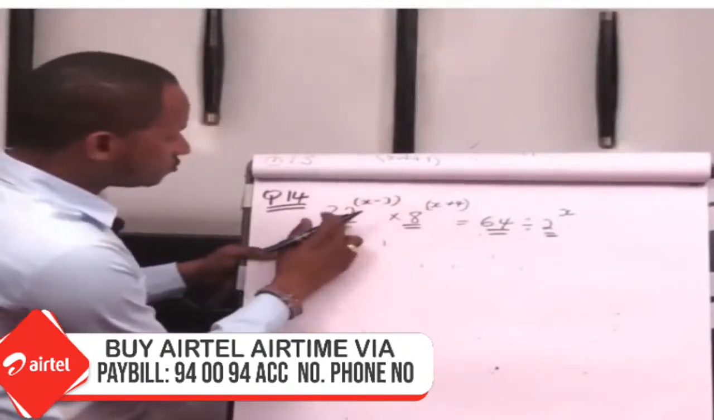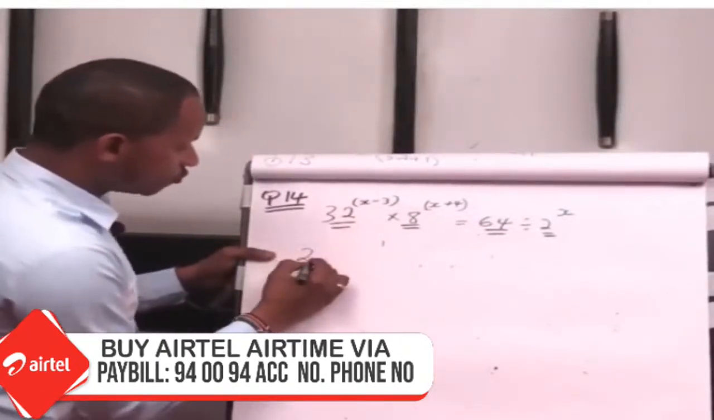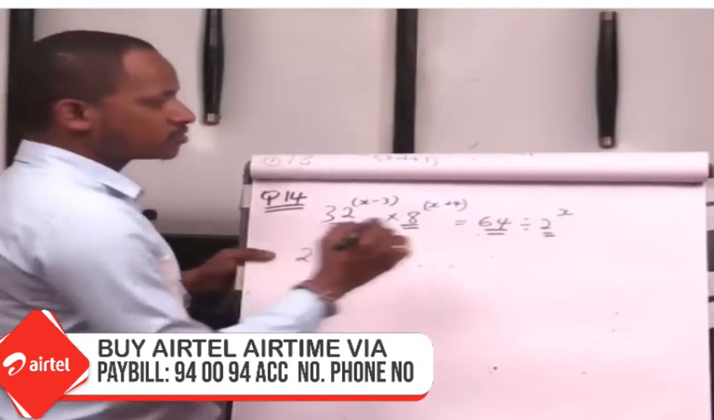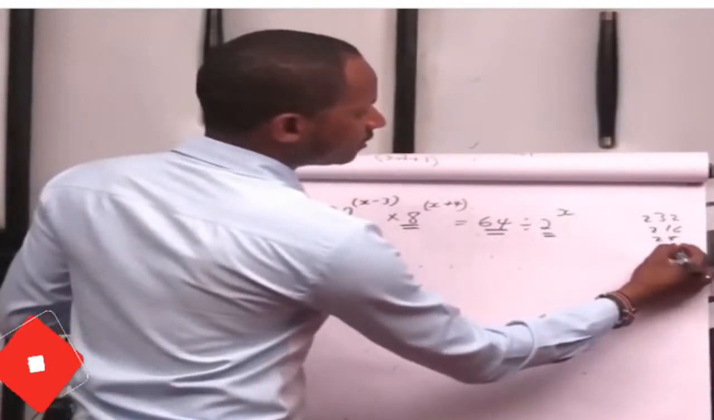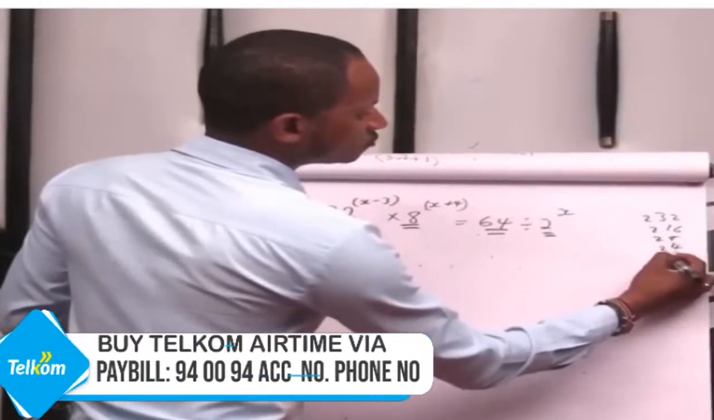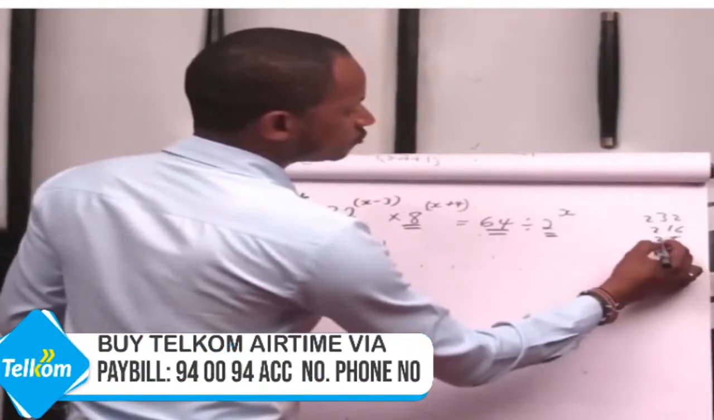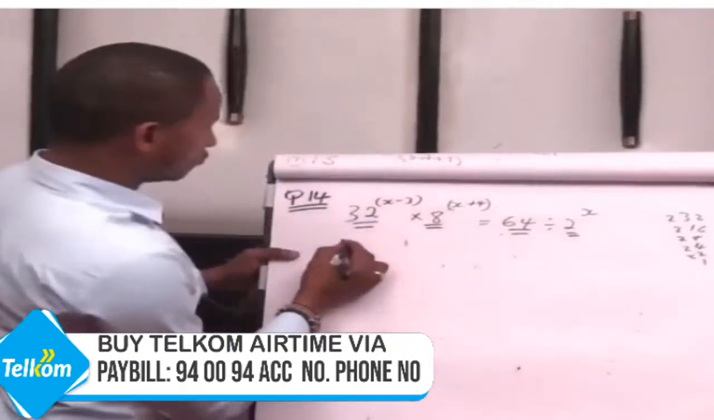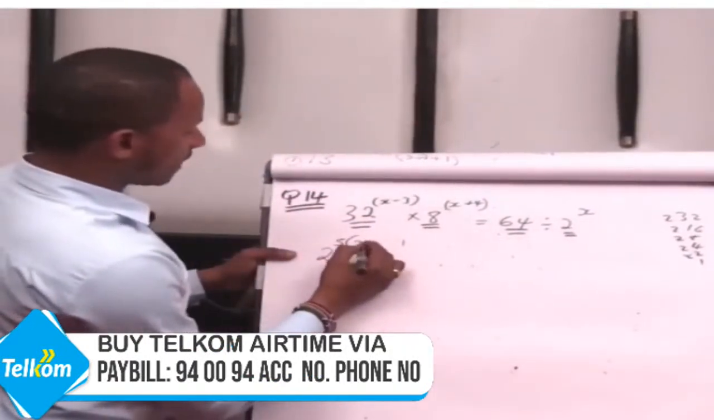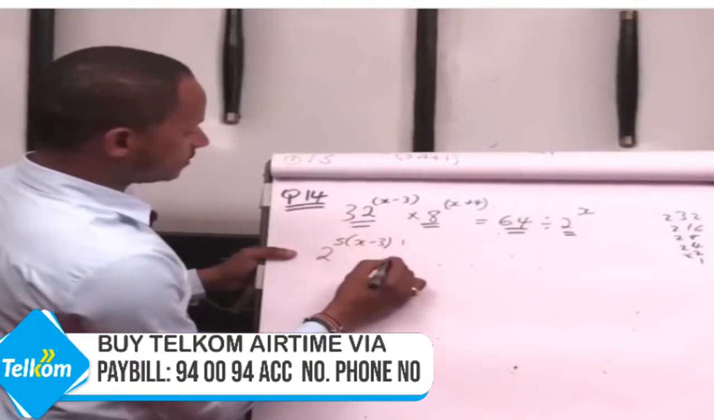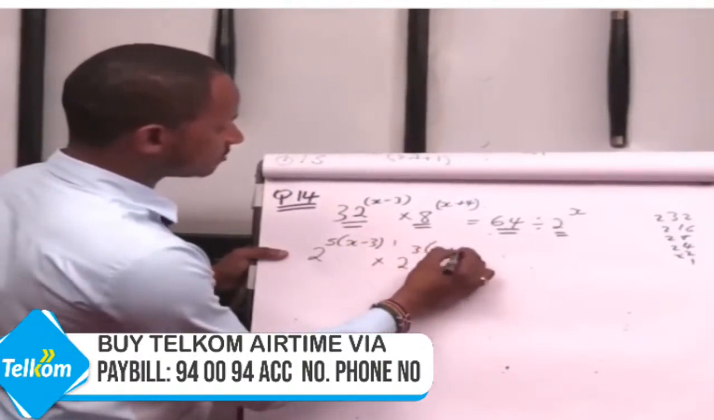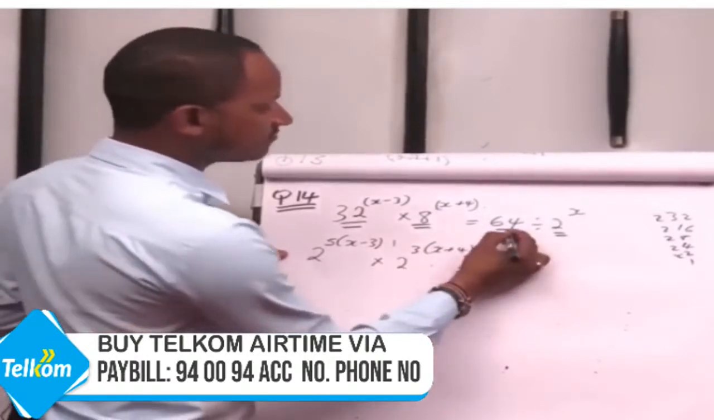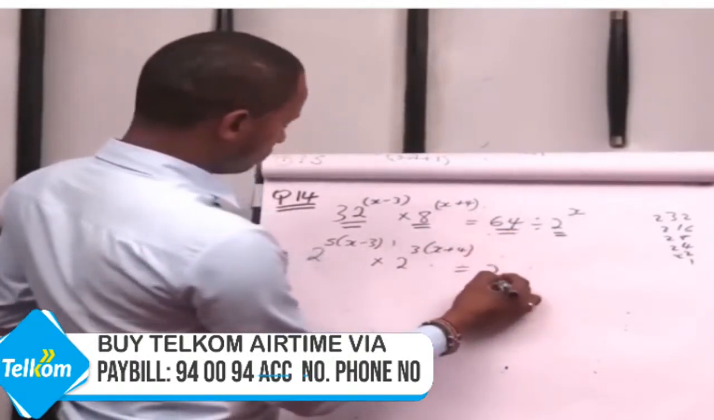So 32 is the same as 2 raised to power what? 32, 2 here 16, 2 here 8, 2 here 4, 2 here 2, 2 here 1. So it is 2 raised to power 1, 2, 3, 4, 5. So 2 raised to power 5 into x minus 3 times 8 is 2 raised to power 3 into x plus 4 equals to 64.